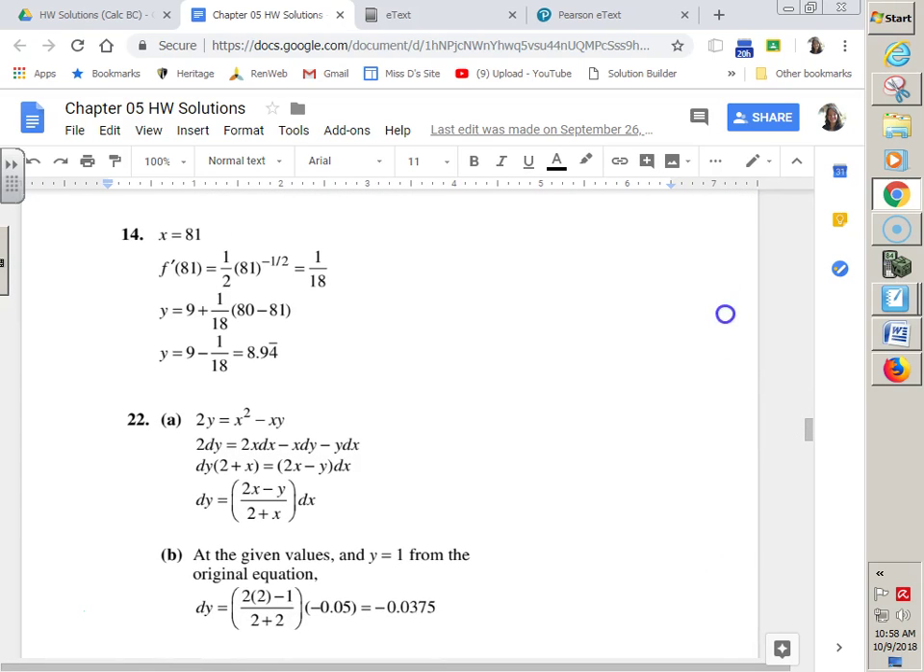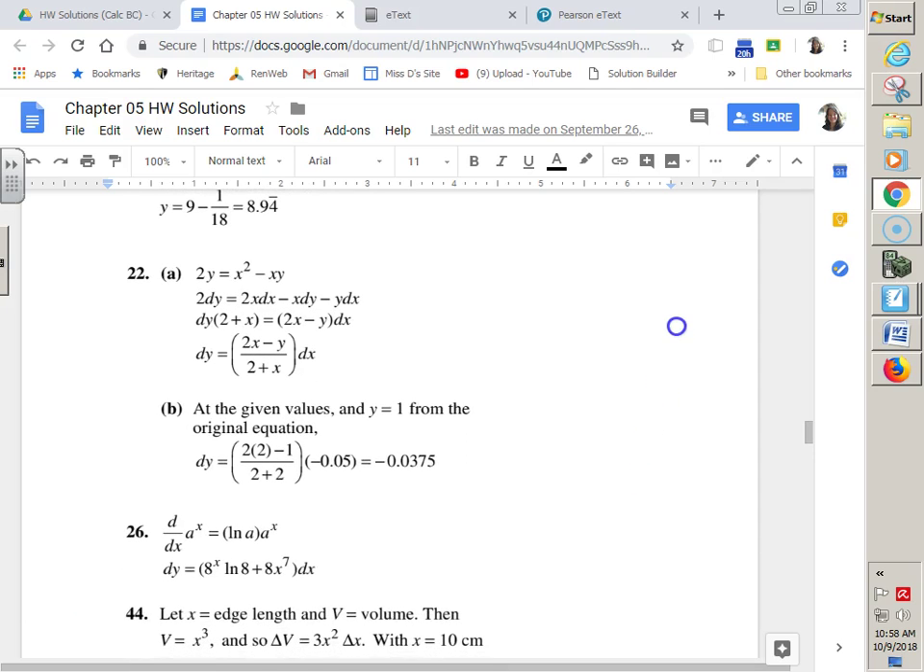Number 14. Once again, another tangent line, right? Take the derivative, plug in 81. Guys, I don't mind if you stop with the 9 minus 1 over 18. They're probably not going to make you get decimals by hand on the AP, but 9 minus 1/18 would be the proper approximation. But yes, it is 8.94949.